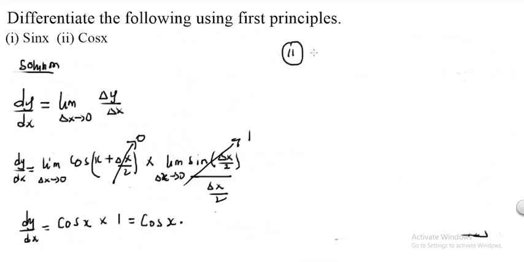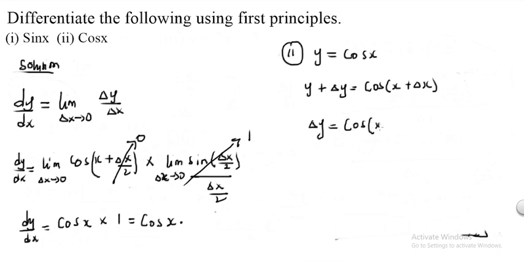So for example 2, you are asked to differentiate y is equal to cos x from first principles. The first step we take is to add delta y and delta x to both sides. So we say y plus delta y is equal to cos(x plus delta x). The next step will be to make delta y the subject of the formula. So I'll say delta y here is equal to cos(x plus delta x) minus y. Now y is simply cos x, so this is cos(x plus delta x) minus cos x.